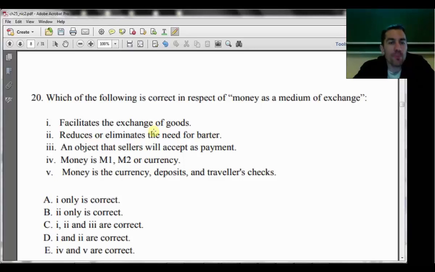Okay, number 5, money is the currency, deposits, and travelers' checks. Well, we already had the discussion about the idea that travelers' checks are not actually money. They're just something that transfers money. So if we're talking about medium of exchange, first of all, travelers' checks are not money. Currency and deposits, though, we would say are the kind of money that would be used as a medium of exchange. Yes.